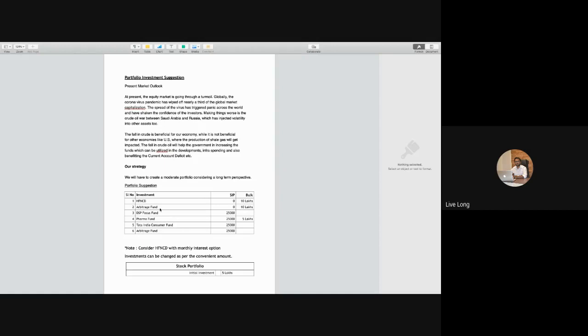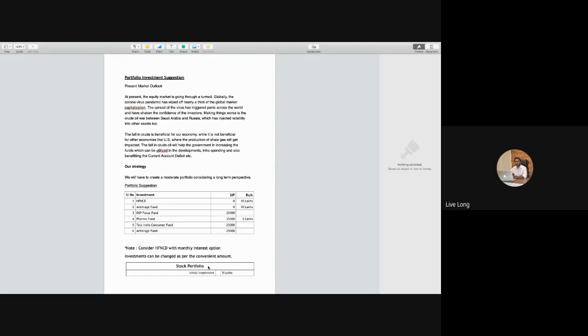Then they are suggesting an arbitrage fund of 10 lakh rupees. Apart from that, these are the other funds they have suggested: DSP Focus Fund 25,000, Pharmaceutical Fund 25,000, Tata India Consumer Fund 25,000, Arbitrage Fund 25,000. This is the monthly SIP, so a monthly SIP of 1 lakh rupees and a 5 lakh bulk investment. This suggestion is for a 50 lakh rupee portfolio.